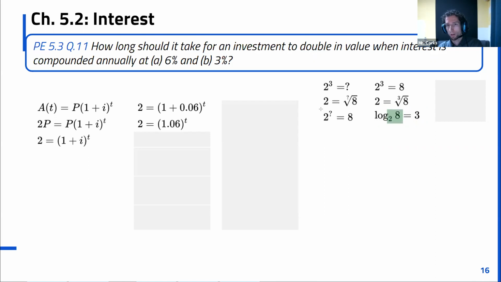So log base 2 of 8 is equal to 3. So 2 to what exponent gives us 8? Well, it's 3. How do we actually evaluate a log? How do we actually pull out a number? Turns out it's a whole bunch of difficult calculus stuff. We are not going to go into how that happens.